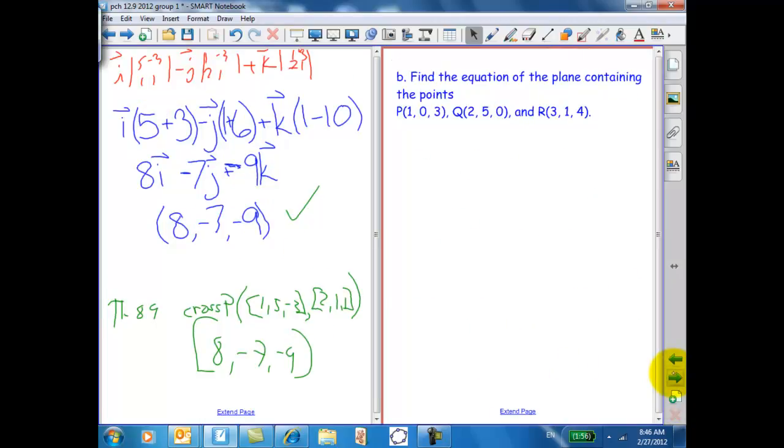Now, the equation of the plane through those same 3 points again. Now, remember our work from 2 sections ago.